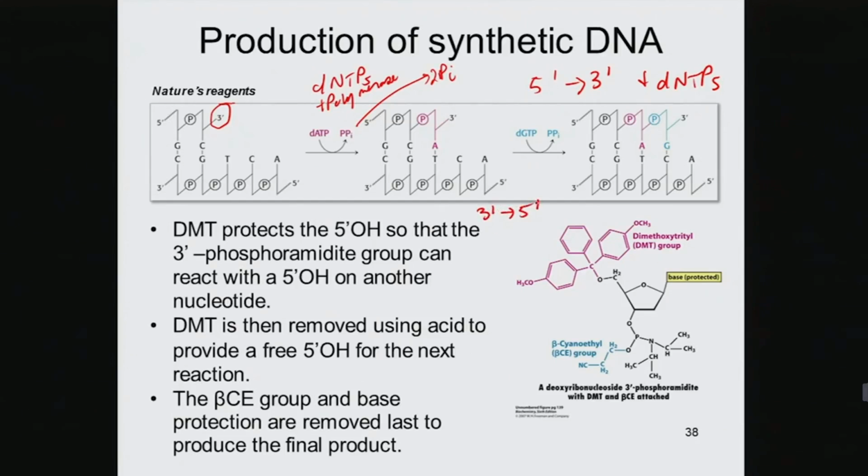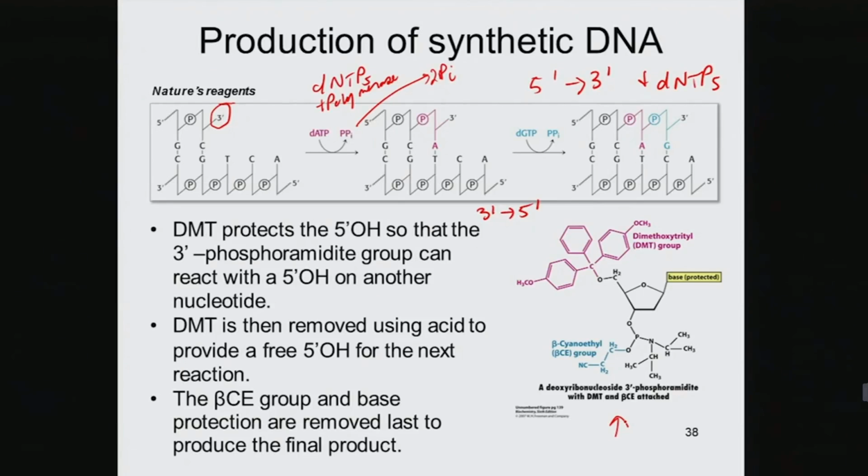We're not going to use dNTPs. We're actually going to use modified nucleosides, and it's this one here. It's called a deoxyribonucleoside 3' phosphoramidite with DMT and beta-CE attached. You don't have to memorize the structure, so that's a good thing. But we're going to look at it carefully. Instead of adding these dNTPs, we're going to add these types of deoxynucleosides to the reaction.